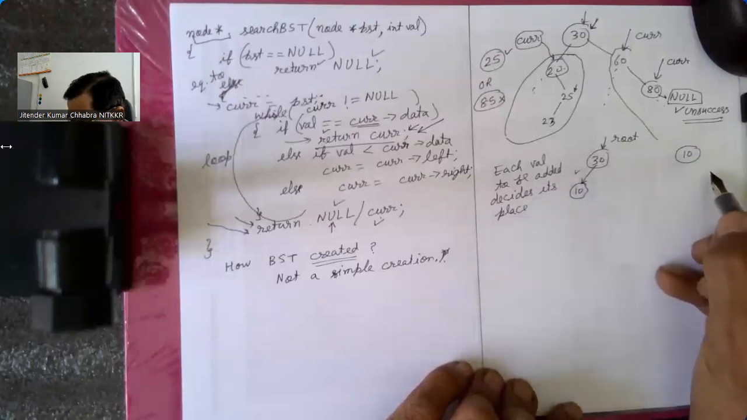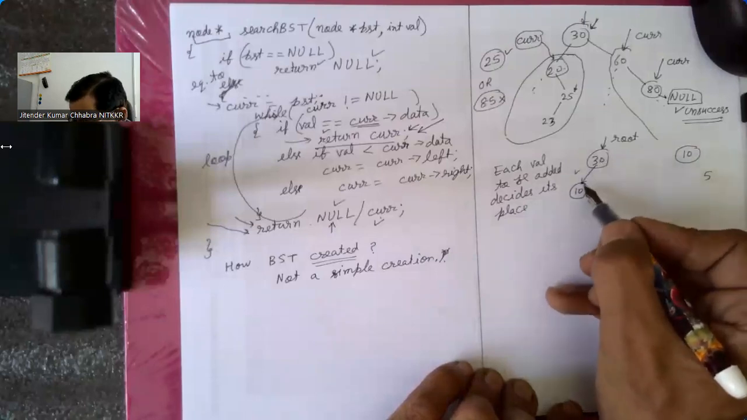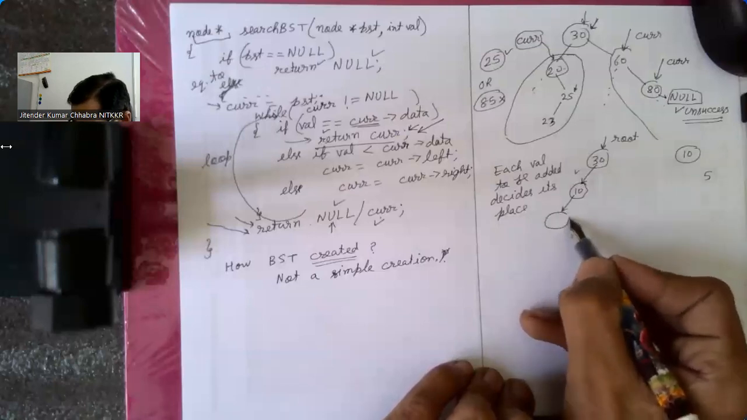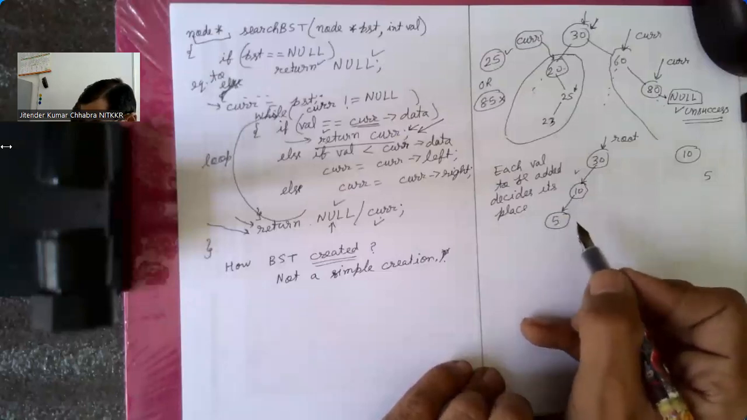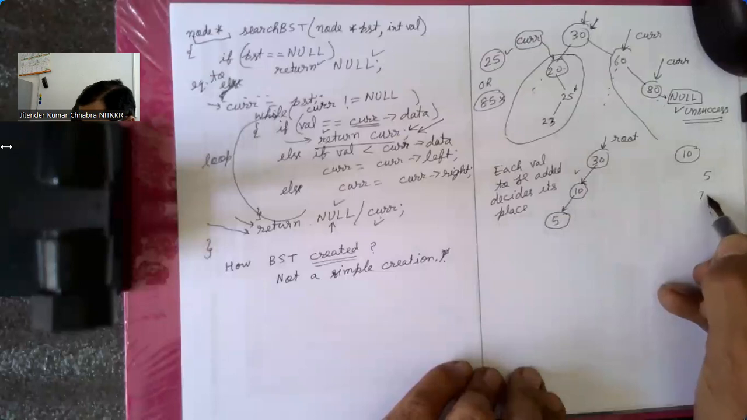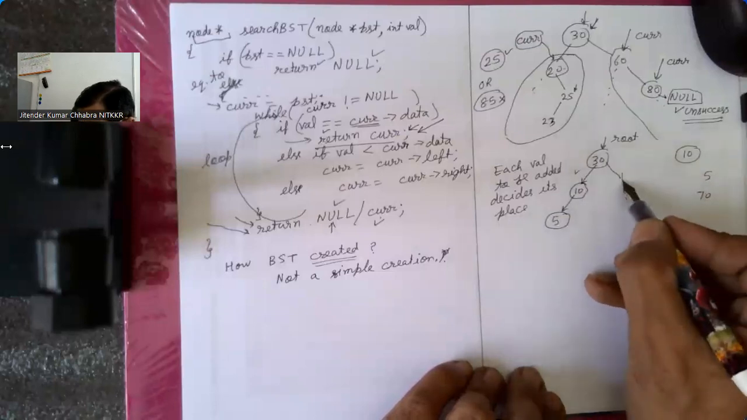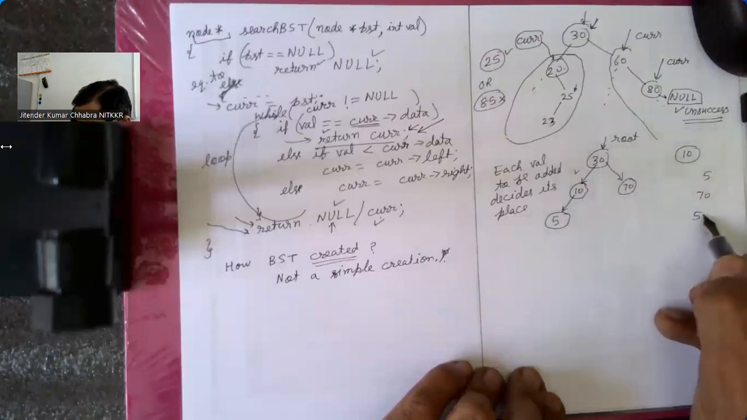Now let's say I want to insert 5. Now 5 cannot be anywhere else, but a free space has to be found, and that free space also will be on the left or right of somebody as per the value itself. Now let's say I want to insert 70. 70's right place is this only. Then let's say I want to insert 50.